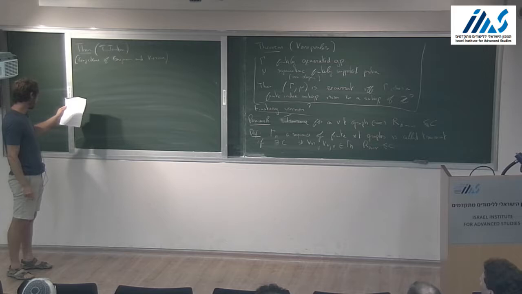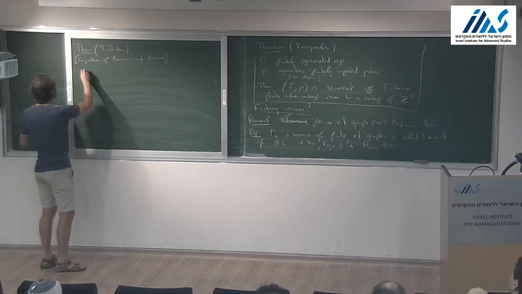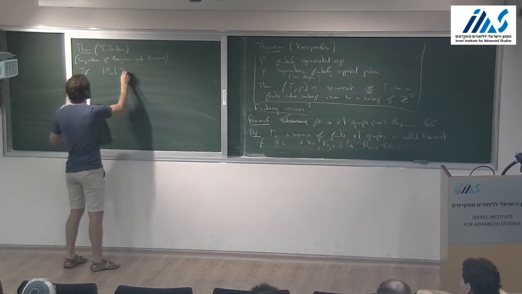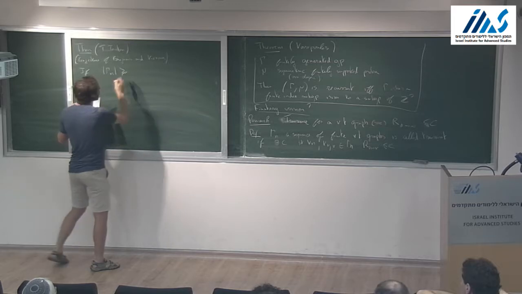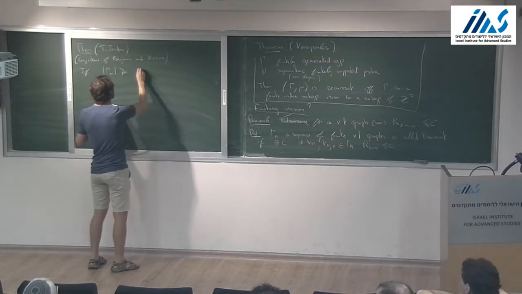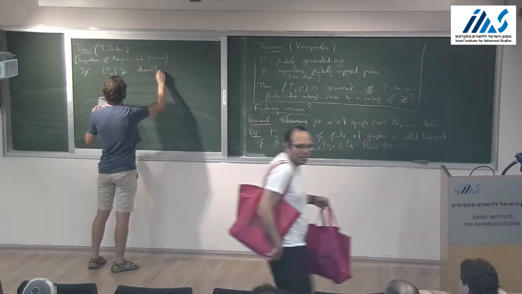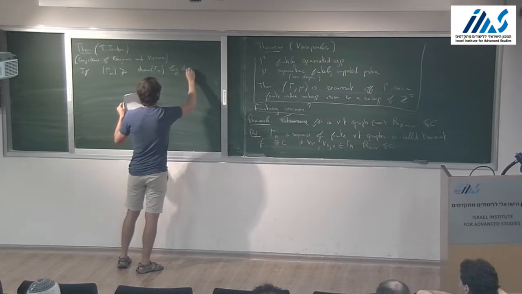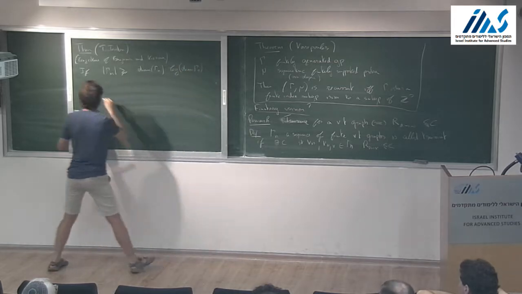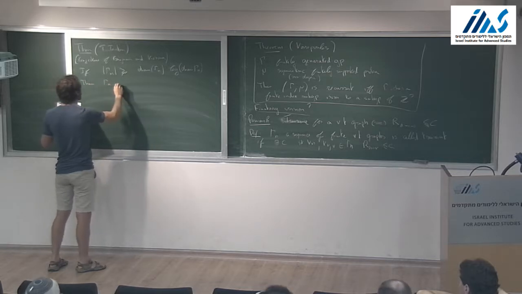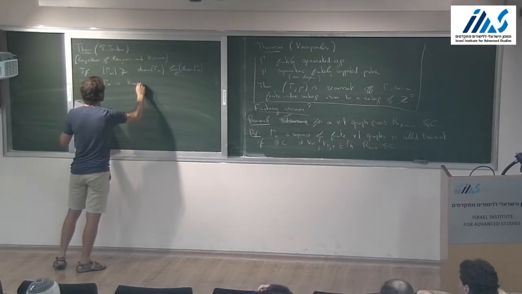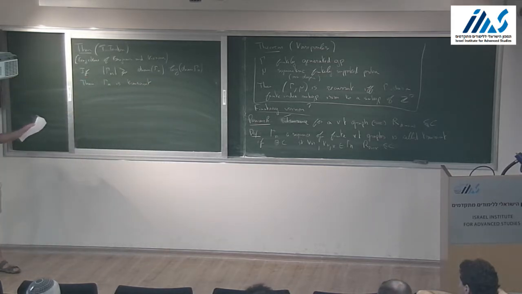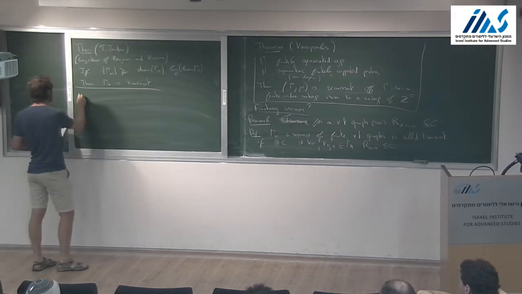Okay, so the theorem is that if the size of gamma n is, up to constant, this will always be up to constant, more than the diameter of gamma n times log the diameter, then gamma n is transient. Okay? So let me give you an example.